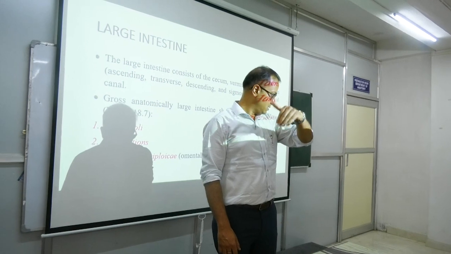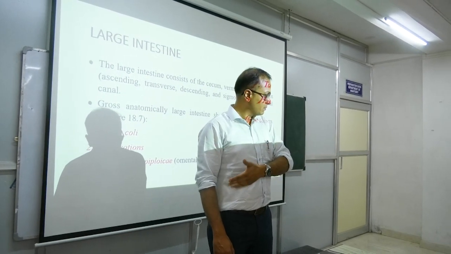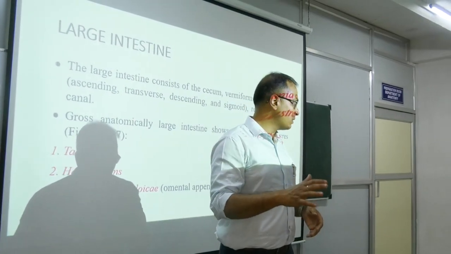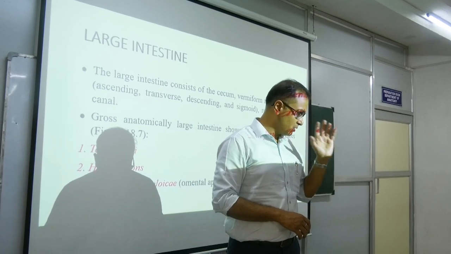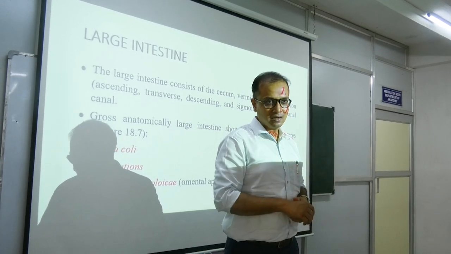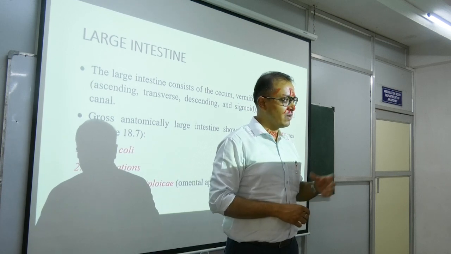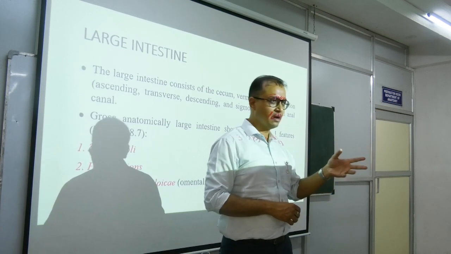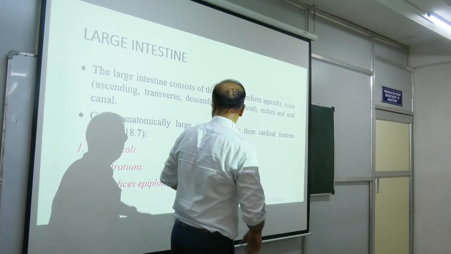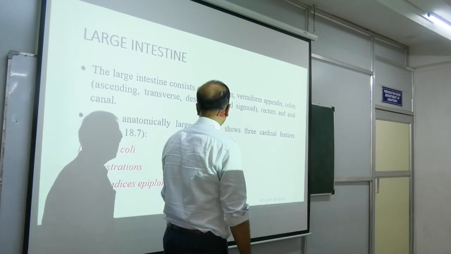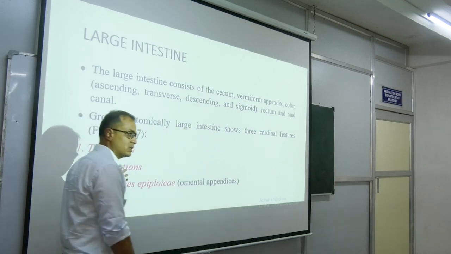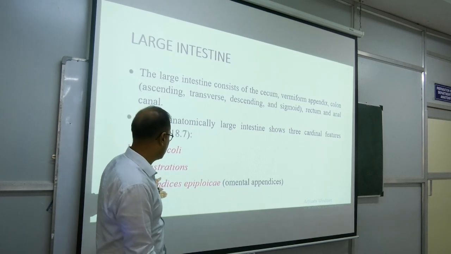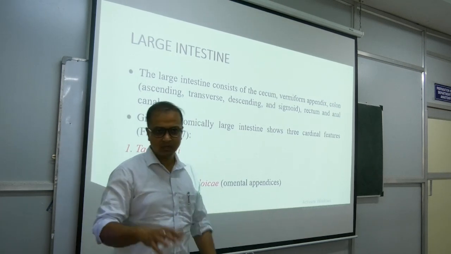Ascending, transverse, descending, sigmoid, rectum, canal, and it ends up there. So, along the entire length, we have some general features of the large intestine. Through the naked eye, we can see some bands, and some pouches of the serosa with fat content. Those are the gross features of the large intestine. We call them tinea coli, haustra, and so on, and the small fatty projections we call appendices epiploicae. These are the gross features.